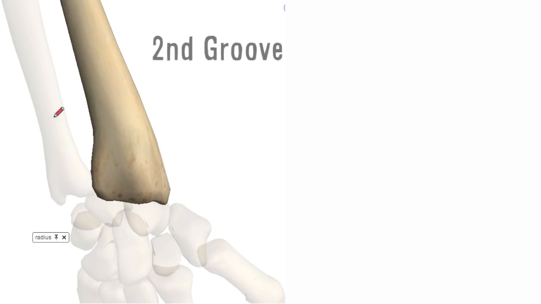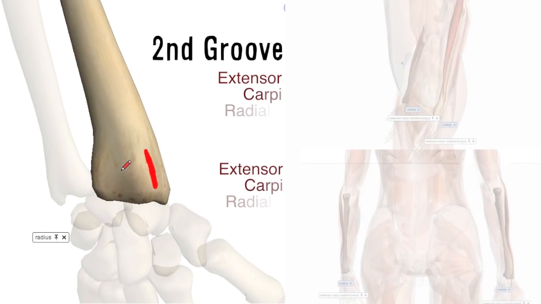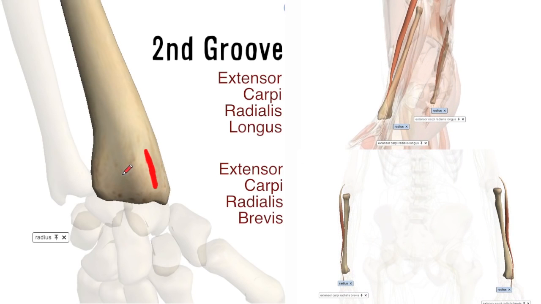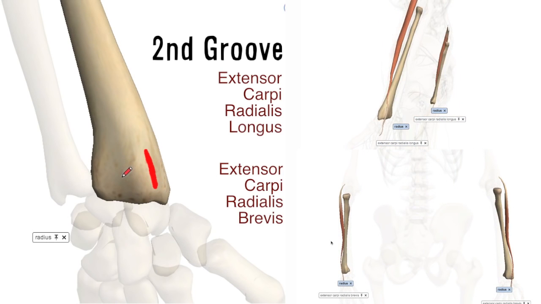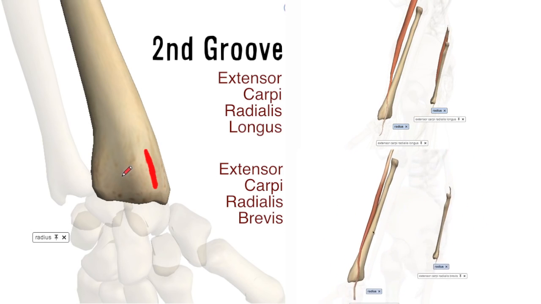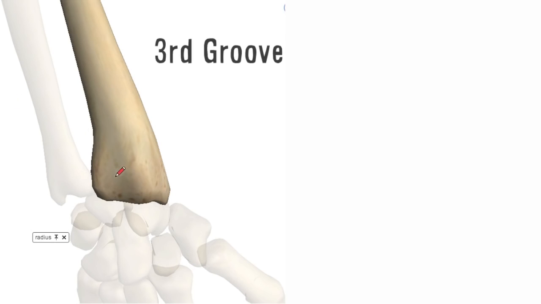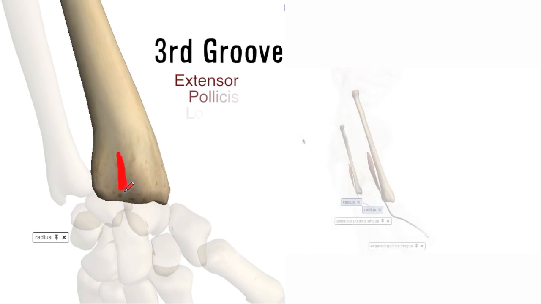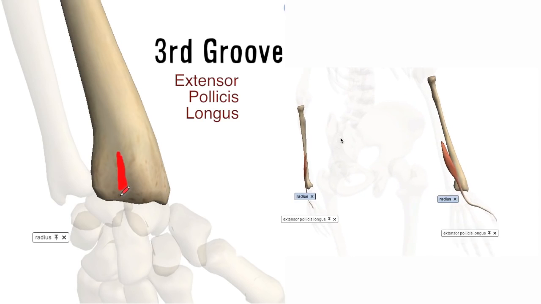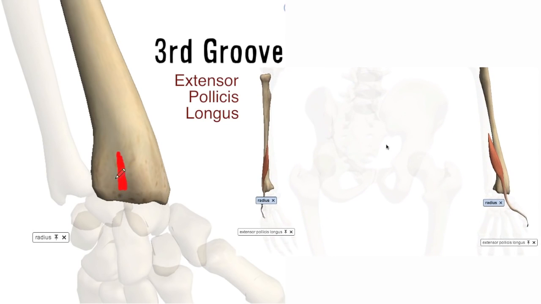Now, the second groove should be found around here, and on this groove, this is where the tendons of the extensor carpi radialis longus and also the brevis muscles pass through. Now, the third groove should be found around here, and on this groove, as you can see, it's an oblique line where the tendon of the extensor pollicis longus muscle passes through.